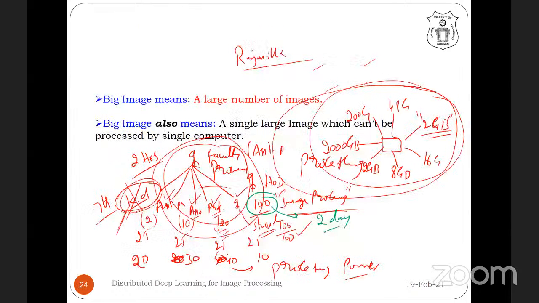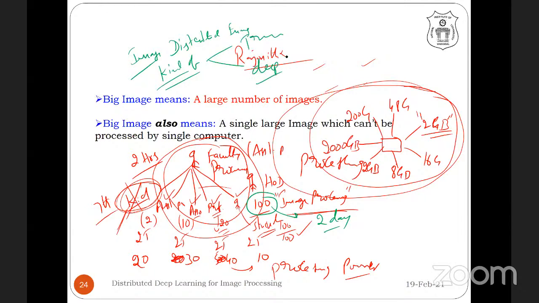Right. Now, when we started working with big image data processing, that means ultimately we have processed images in a distributed environment. The kind of processing is varying, whether it is traditional image processing algorithms or deep learning based image processing algorithms. This is the content of this lecture, distributed deep learning for image processing.